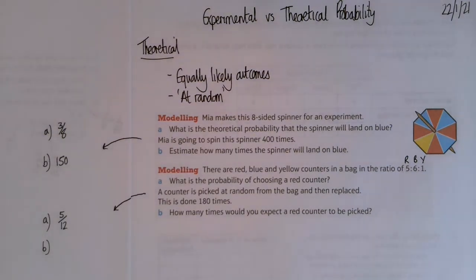180 times, if you pick a counter out 180 times, how many times would you expect to get red? We know the proportion is 5/12. So I'm hoping you got 75.